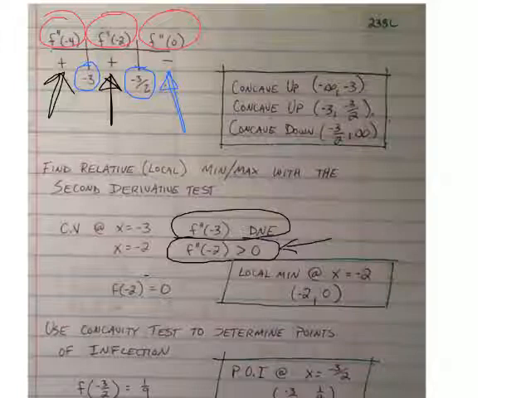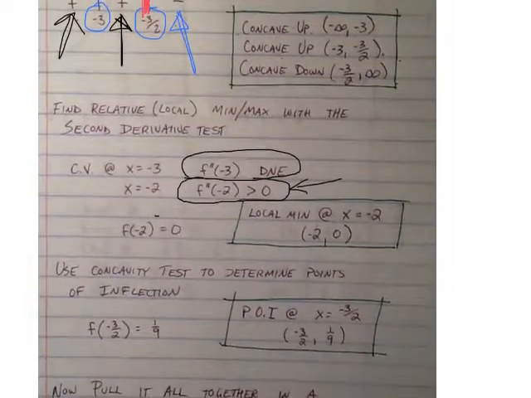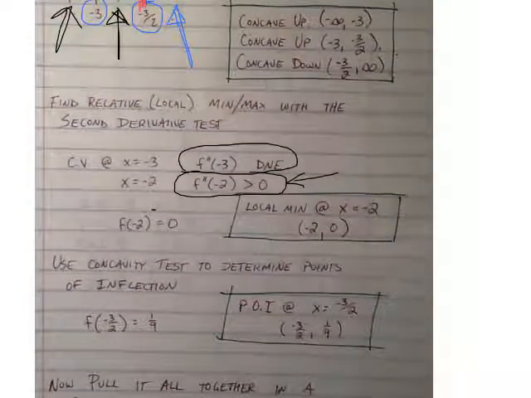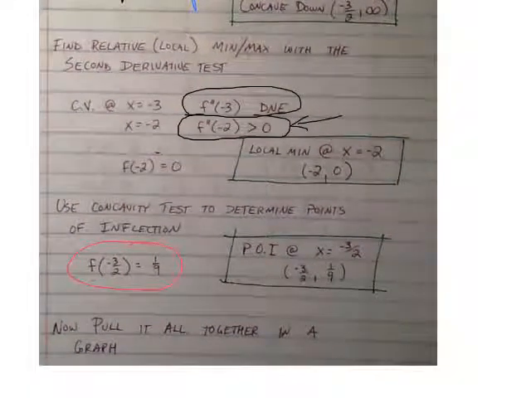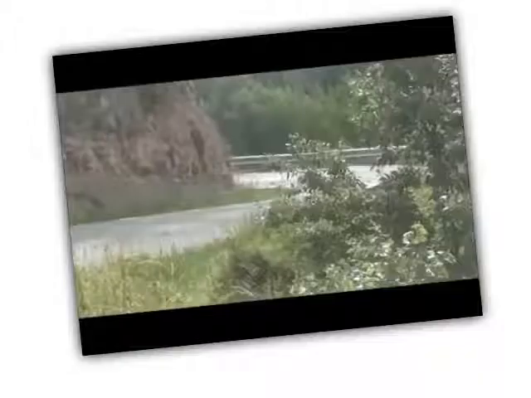Finally, we look back at the concavity test to determine points of inflection. Because we're switching from concave up to concave down at -3/2, we have an inflection point at x equals -3/2. And if I want to know the exact y value, I can plug -3/2 into the function. Alright, that is all the pieces that we have to find, and now we can pull it all together to make a graph, which we'll do on the next page.